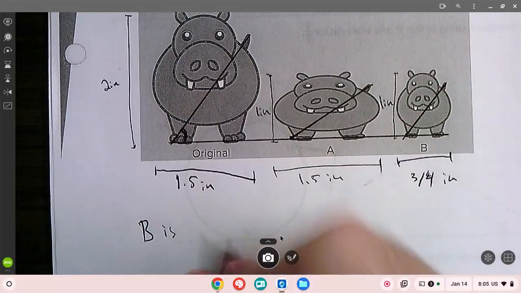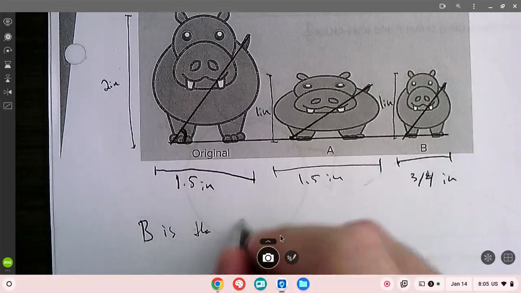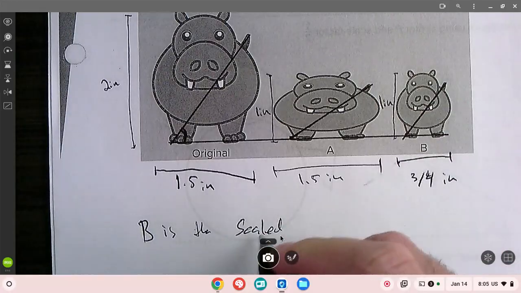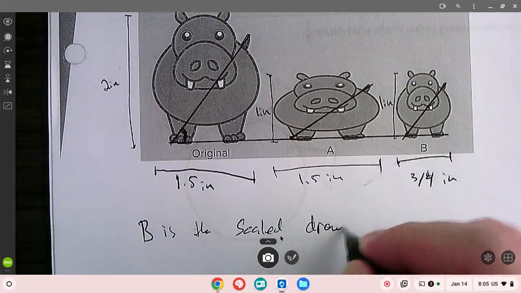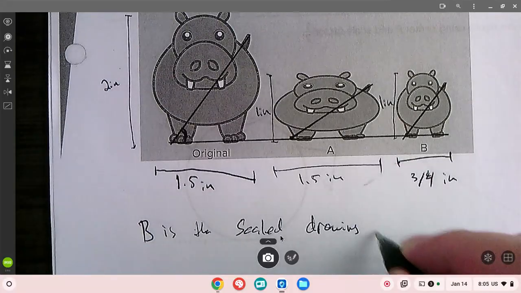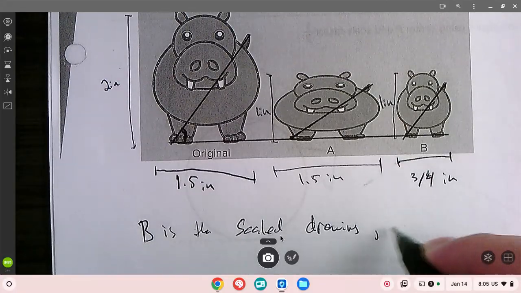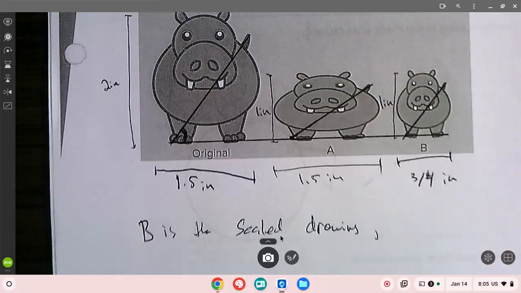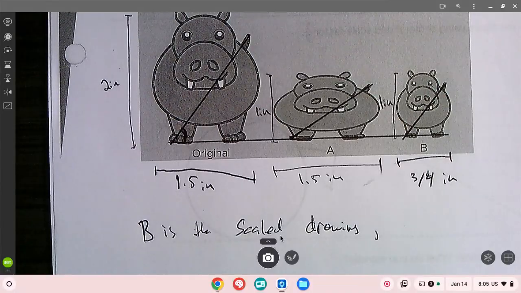B is the scaled drawing. We're trying to find the most distorted one, so it's A. It looks more proportional. Do you guys know what that means when I say proportional? It looks smaller, closer to the original. The same proportion. Same height, same width, but just in a smaller version.